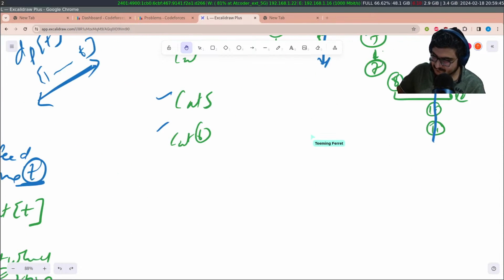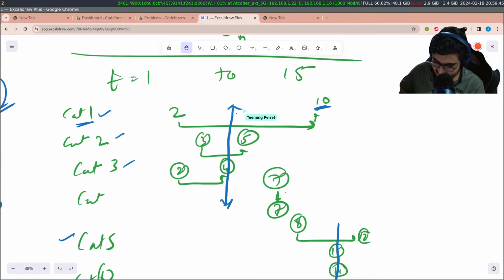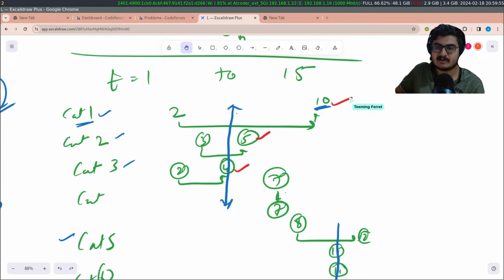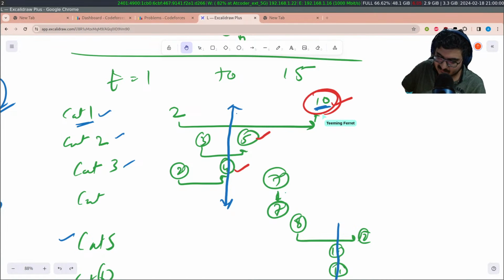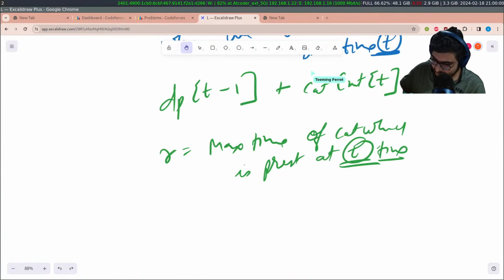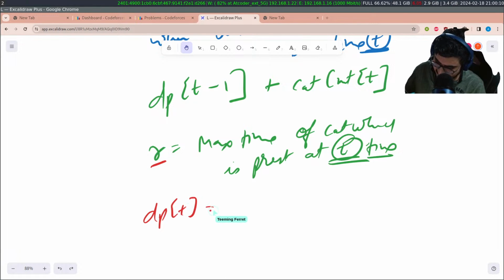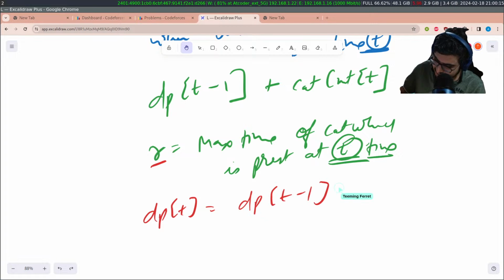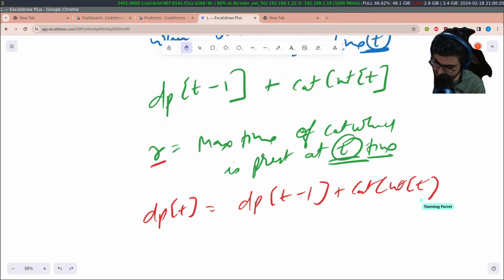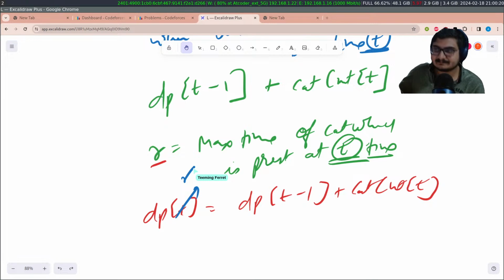So in our case, if we look at cat 4, there are 3 cats in the room. One of them goes out at 4, one goes out at 5, one of them goes out at 10. So the maximum time of a cat which is present at t equal to 4 and will remain in the room is until t equal to 10. So now, if r is the max time, instead of writing dp[t] equal to dp[t minus 1] plus cat count, instead of t let's call it r. Because once you have fed a cat at time t, you cannot feed any cat until time r.